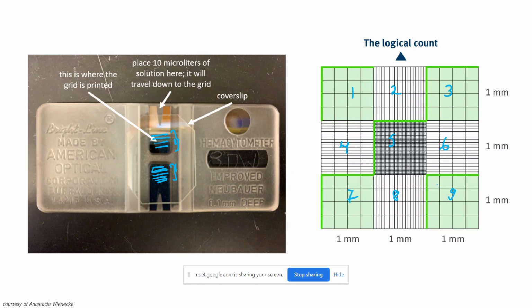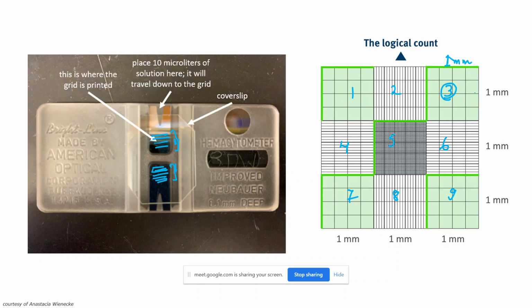So these are the 9 large squares, and each square is 1 mm by 1 mm. Suppose we are considering this square, then each square is 1 mm by 1 mm. Now, your question is, what is the volume of this large square, which is 1 mm by 1 mm?